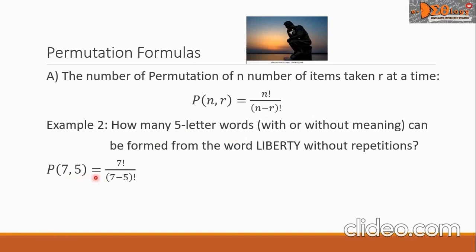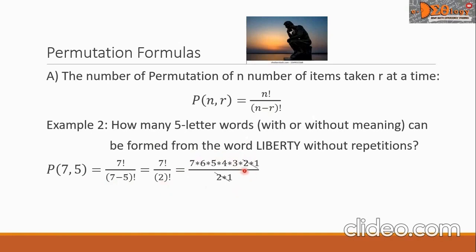This is equal to the n factorial is 7 factorial over the n minus r is now 7 minus 5 factorial. And this 7 minus 5 is 2, and we will take the factorial. And this is now equal to the 7 times 6 times 5 times 4 times 3 times 2 times 1, that is for the 7 factorial, all over the 2 factorial is 2 times 1.